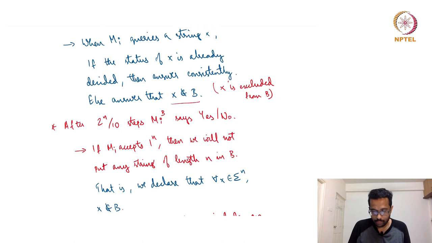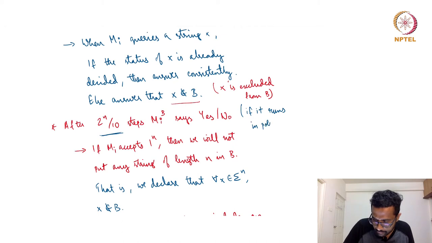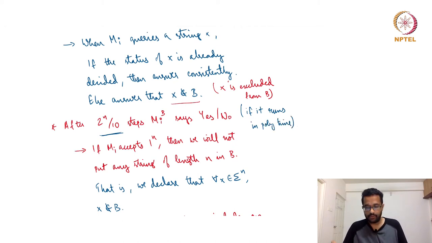So after 2^n divided by 10 steps, the machine M_i with the oracle B may say yes, it may say no, or it may loop, right? If it loops, then that means certainly it is not polynomial time. But if it is a polynomial time machine, so maybe I'll just erase this and say if it runs in polynomial time, otherwise it may loop, but that's okay, we'll handle all of that if it runs in polynomial time.